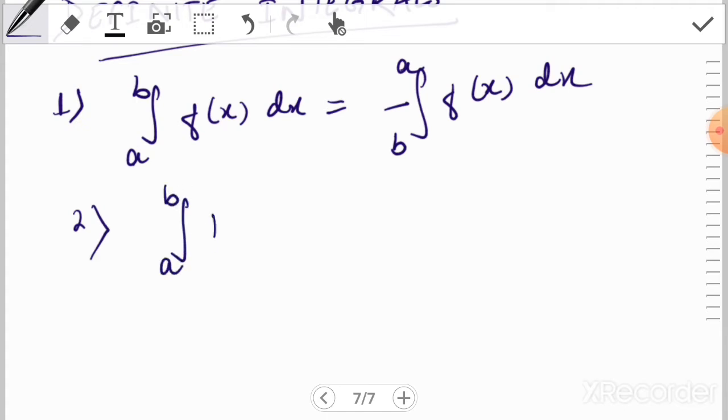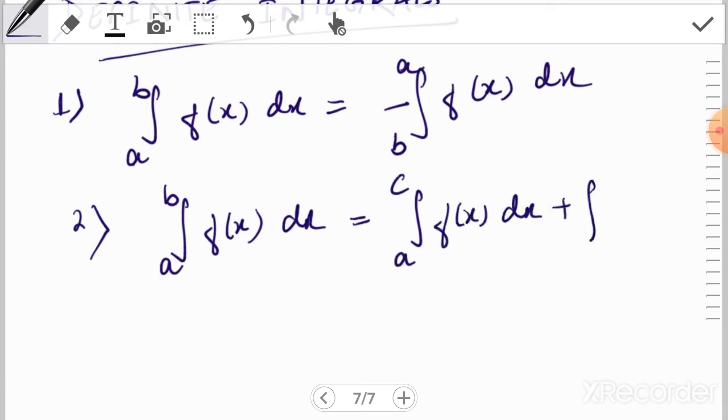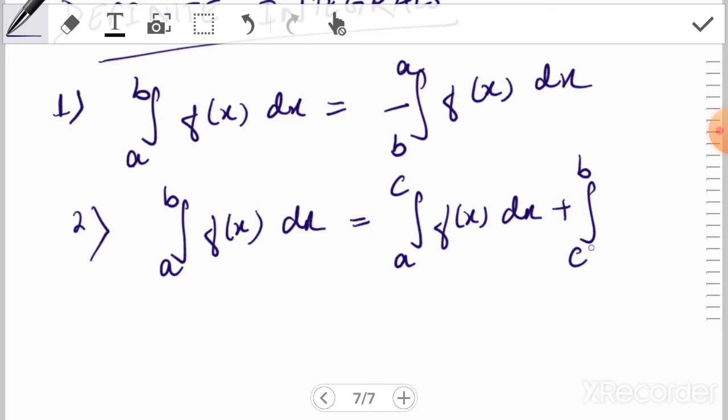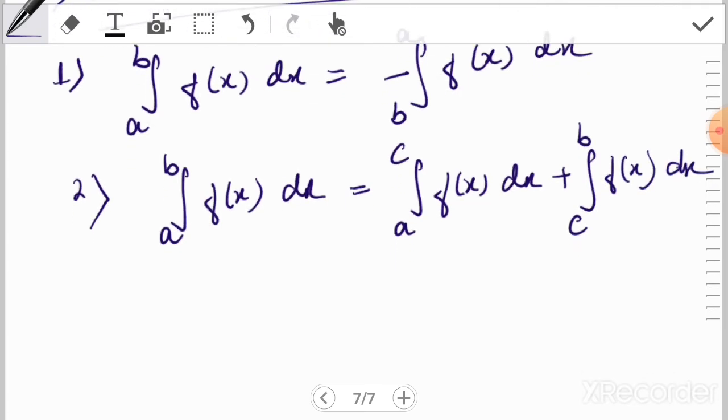Next, the integral from a to b of f(x) dx is equal to the integral from a to c of f(x) dx plus the integral from c to b of f(x) dx. This property also holds true even if the point c is exterior to the interval (a, b), right?